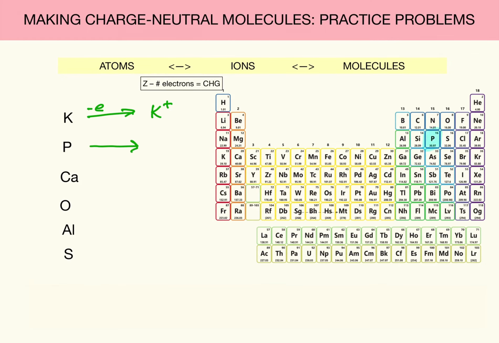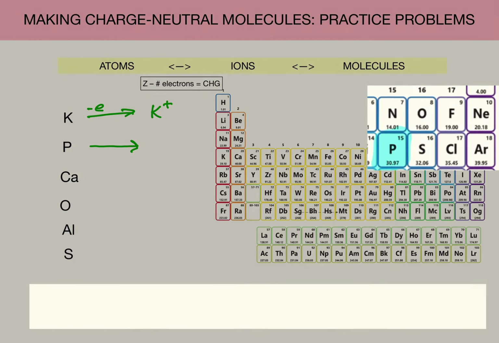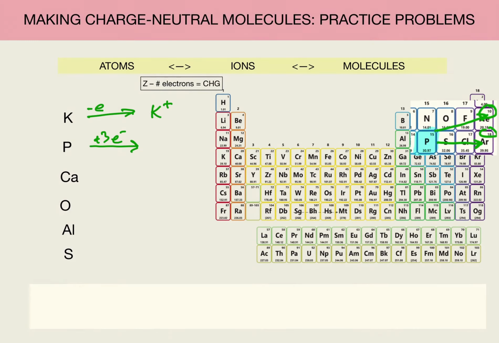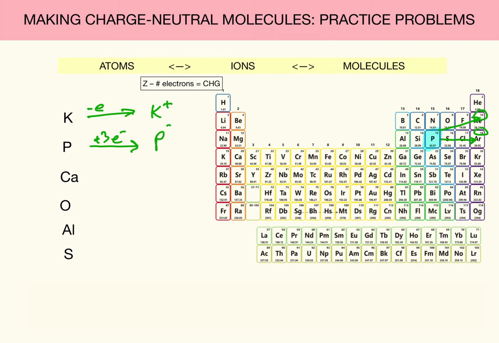Phosphorus. Phosphorus has 15 protons. It can either gain 3 or it can lose 5 to get into the noble gas column. The shortest path is to gain 3. So phosphorus will gain 3 electrons, and therefore it will have a charge of -3.